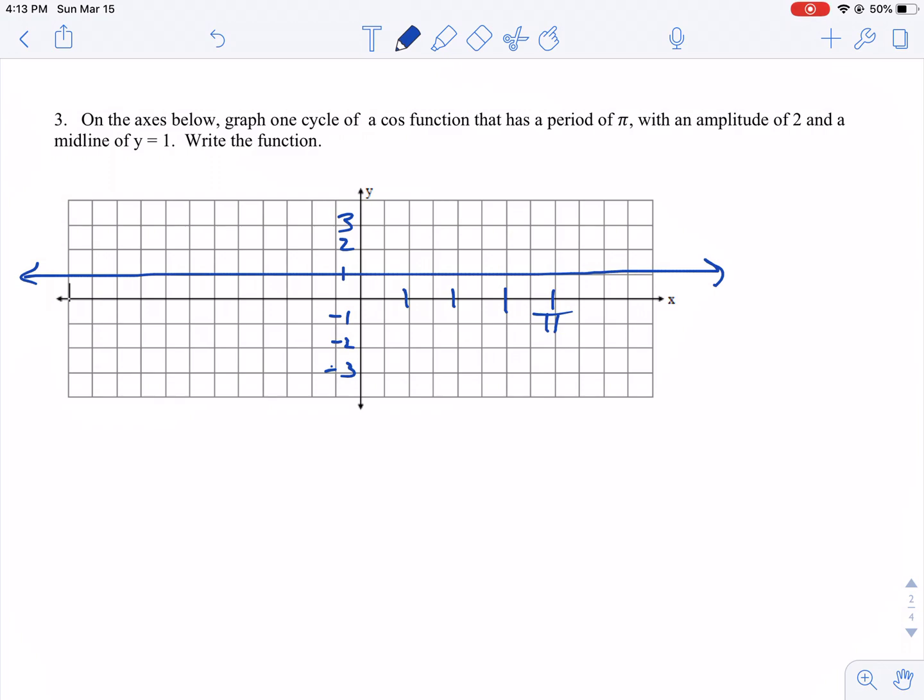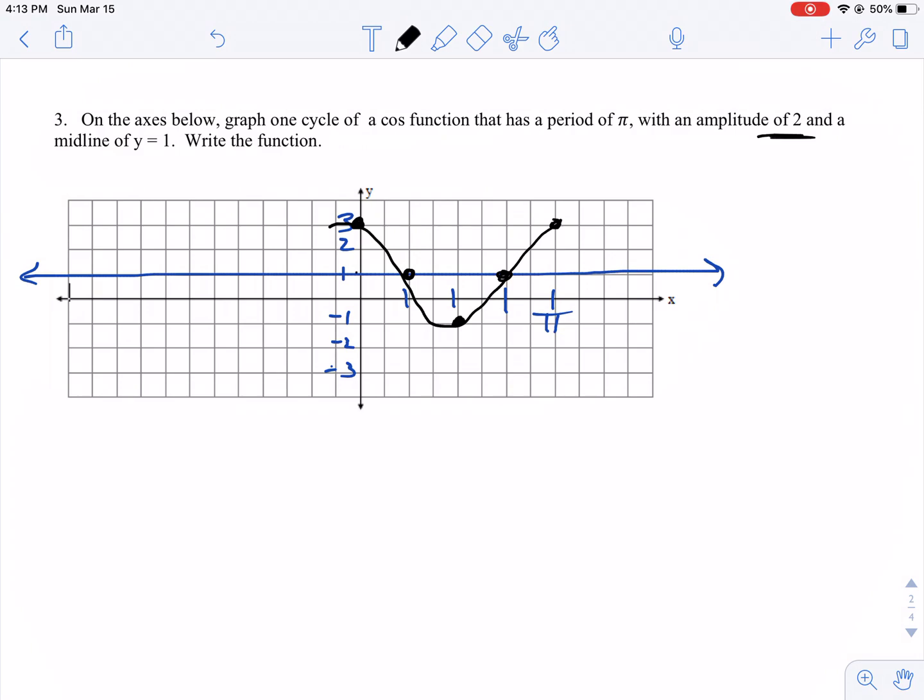Cosines start in the air. So I have to start 2 from my amplitude above the midline. So I'm starting at 3. Midline, 2 below midline. Midline, 2 above midline. Connect.